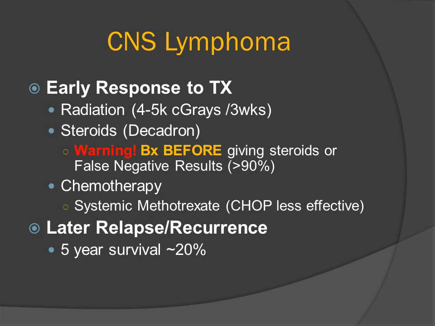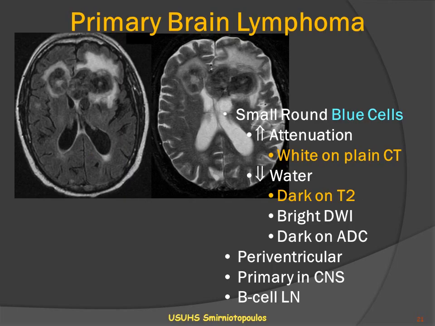The last comment about CNS lymphoma is that it typically has a very early and very good response to therapy, a good response to radiation, a good response to steroids, and also chemotherapy. Because of this very early response, we want to remember that if the patient is going to need a tissue confirmation, a biopsy should be performed prior to giving therapy. Otherwise, there is a very high false negative rate for a biopsy in treated or partially treated primary CNS lymphoma. For this reason, it is sometimes called a ghost tumor. Unfortunately and sadly, the 5-year survival for these patients is only approximately 20%.